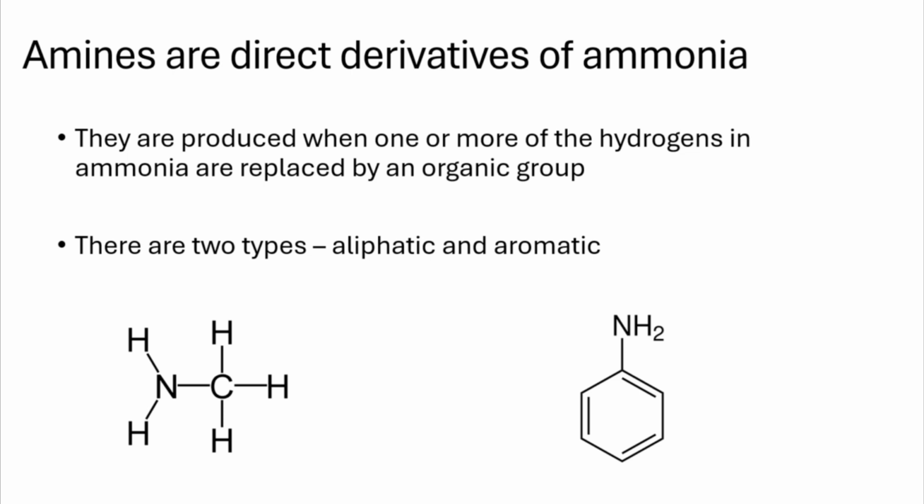There are two types, aliphatic and aromatic. On the left here, we've got an aliphatic amine, and on the right, an aromatic amine. Aliphatic is like a chain kind of amine. It doesn't have to be a straight chain, but a sort of chain situation. And aromatic is when you've got a benzene ring or something like that.